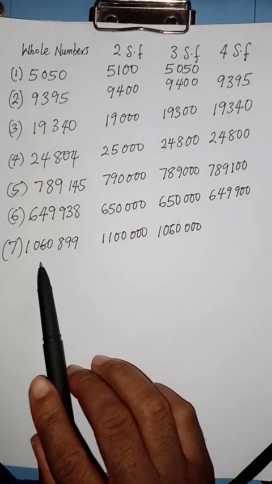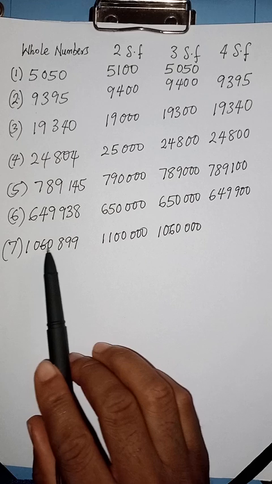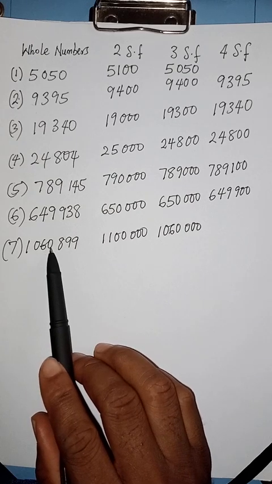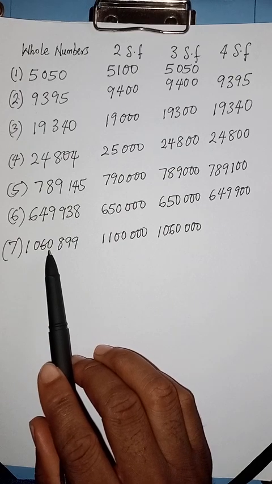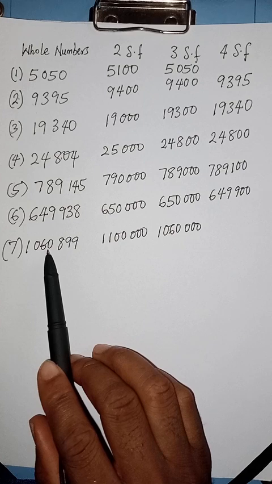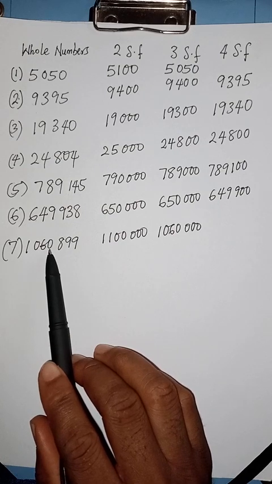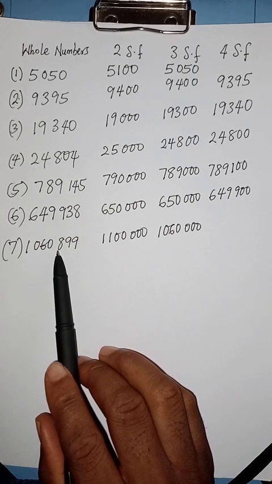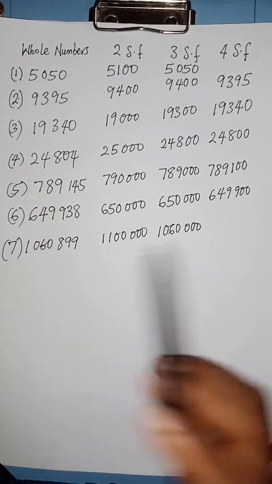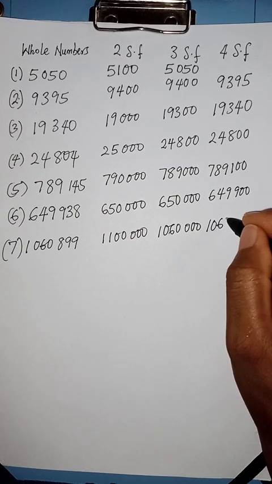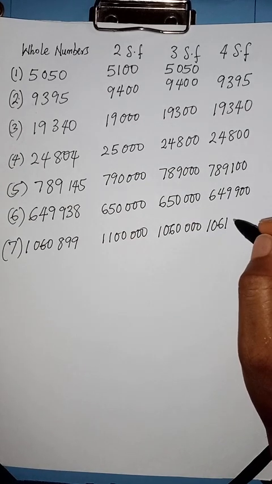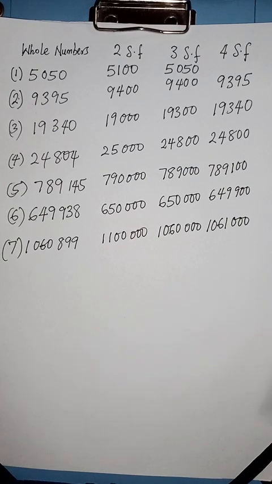To four significant figures, 1, 0, 6, 0 are the four significant figures. But before I write it, I'll check the digit after the fourth significant figure, and that is 8. So I can round up by adding 1 to the 0. So I have 1, 0, 6, 1. Then you convert every other digit to 0, 0, 0.